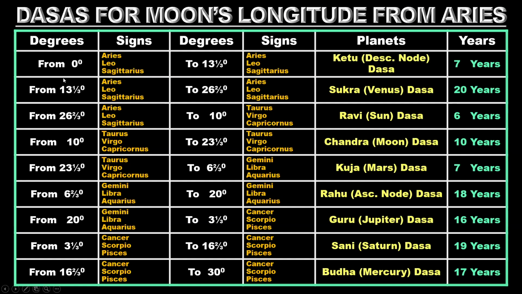We want only the position of the moon: in which sign, how many degrees, and to which sign we have to actually go. The Dasha is actually deciphered here. It is the easiest way of finding out the Dasha.